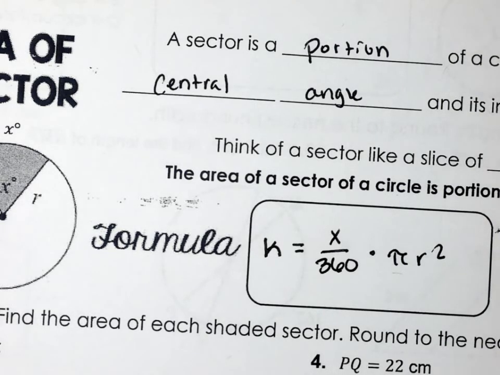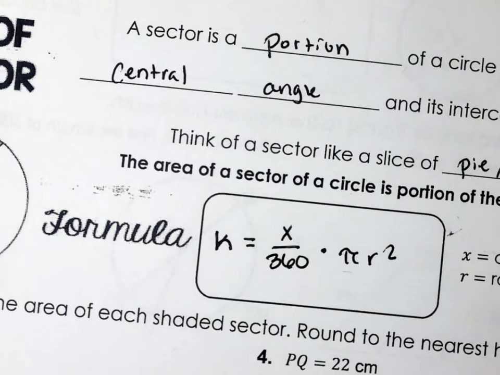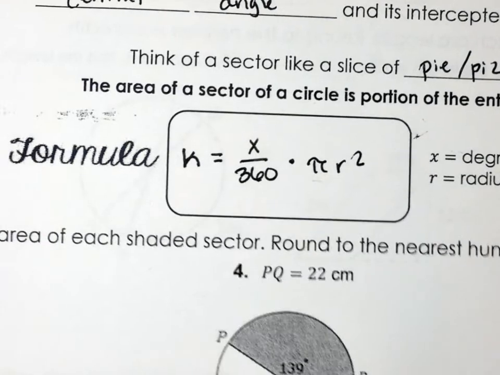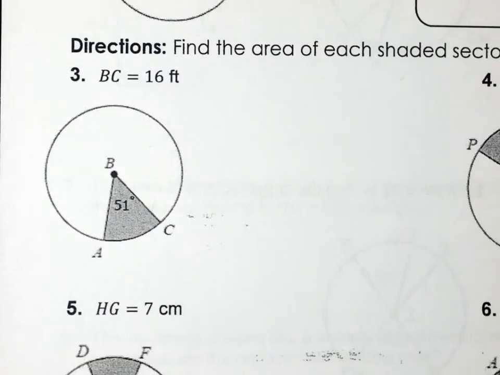We're going to do it down here. So you already know this stuff to the side. It says X equals the degrees of measure of the arc. R is the radius of the circle. Down here, we're going to find the area of each shaded sector, round to the nearest hundredth.